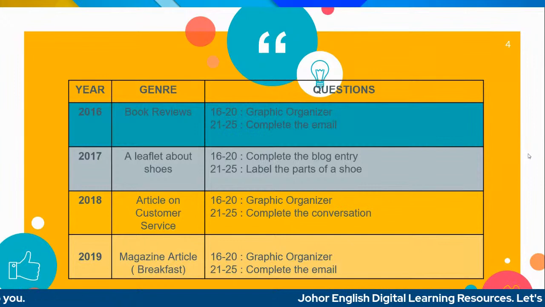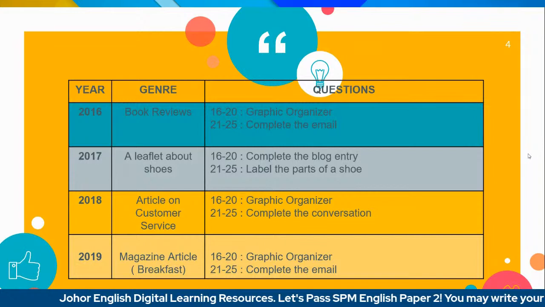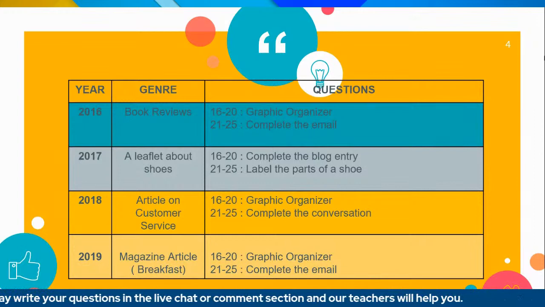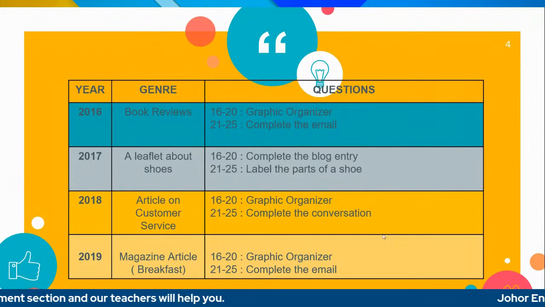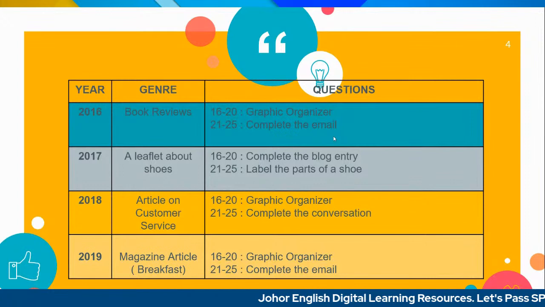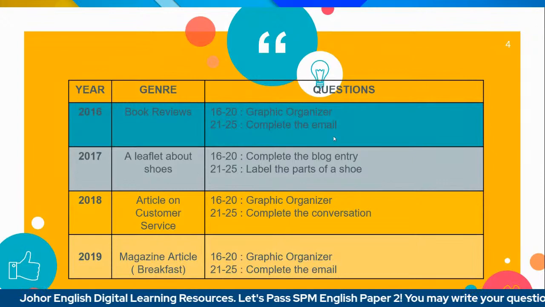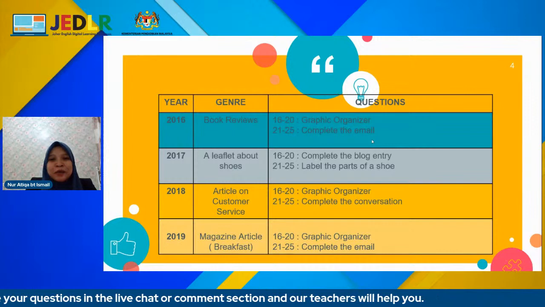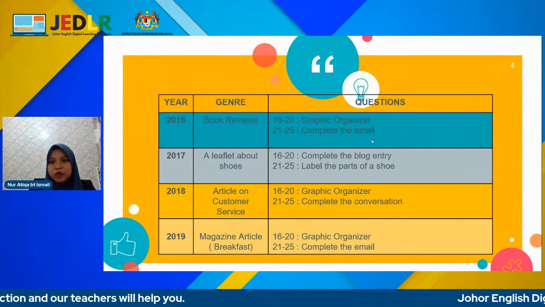You can see how unpredictable the genre is for SPM past questions, so I think it's wise for us to focus more on the questions now. Let's look at the questions part. There are repetitions of graphic organizers for questions 16 to 20, meaning it's a recurring pattern, soalan yang berulang for SPM. So it has a high chance, kemungkinan yang tinggi, to come out in SPM. What is a graphic organizer? In Malay, it is peta minda. I'm going to show you more about that later.